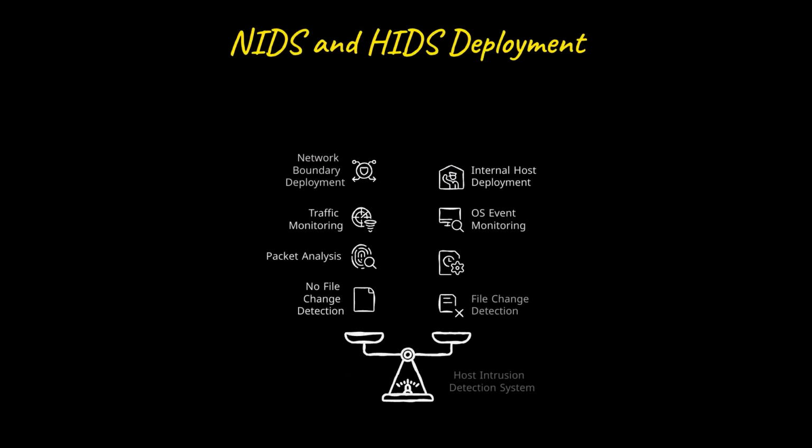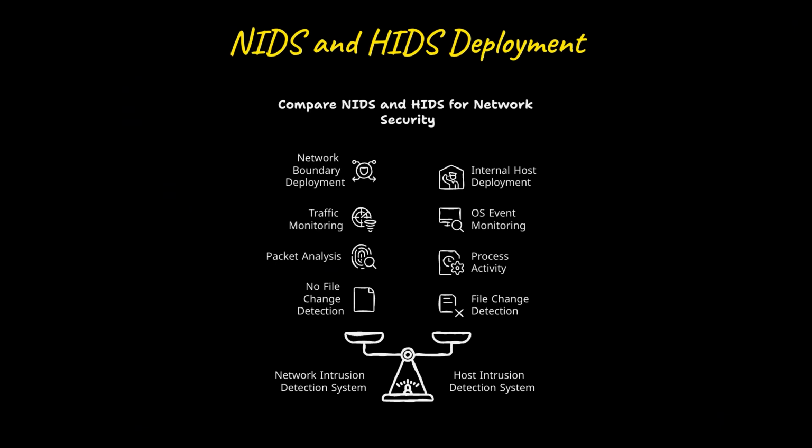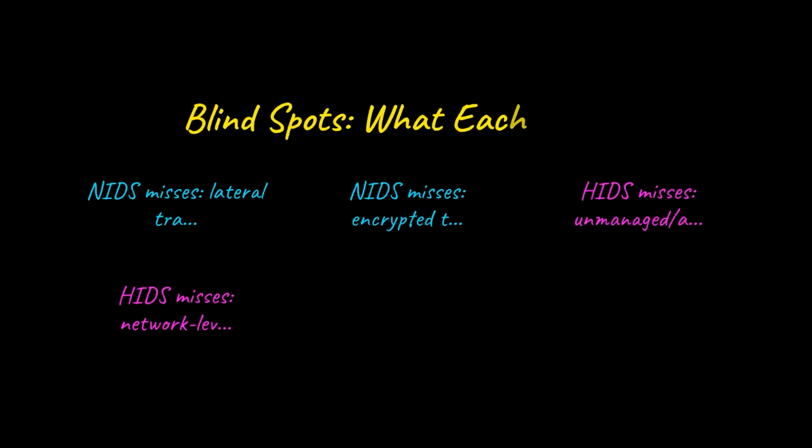Network sensors are deployed at choke points using traffic taps or switch mirror ports, capturing what moves between systems. Host agents are installed directly on each protected endpoint and hook into the operating system. Both feed their alerts into a centralized analysis platform where they can be correlated. Each model has known blind spots.